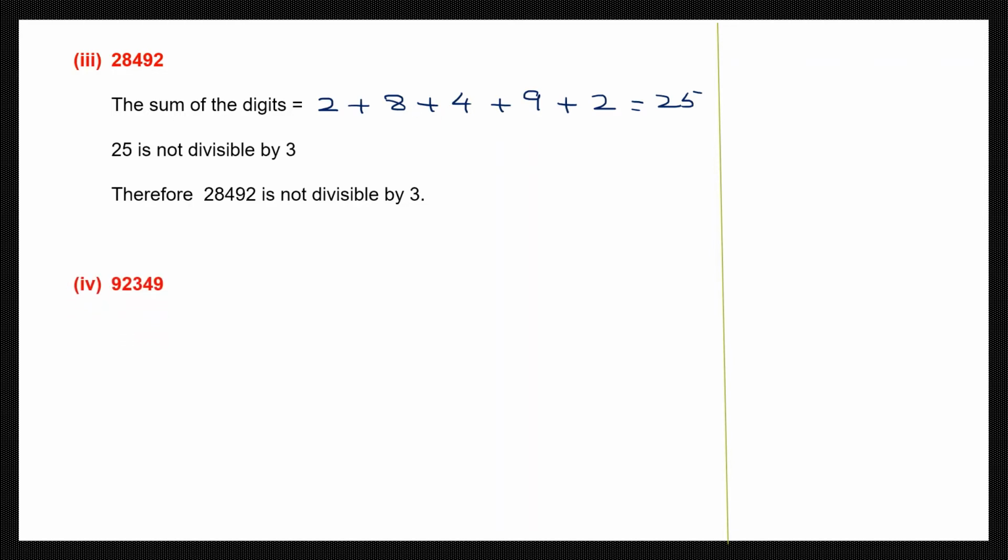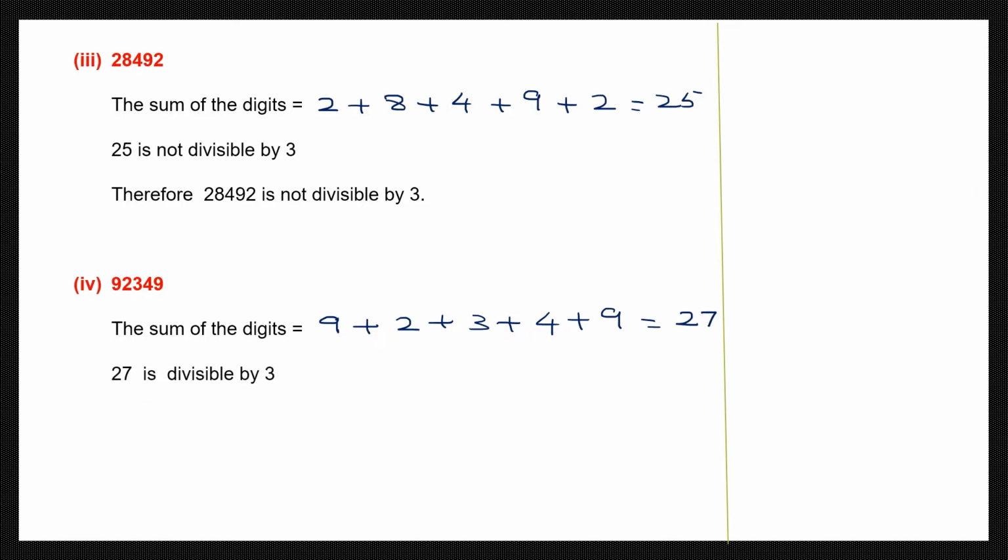Question 4. 92,349. The sum of the digits. We're doing the test for 3. So the fourth question, 9 plus 2 plus 3 plus 4 plus 9. We need to take the sum of these digits. 9, 10, 11. 11 plus 3 is 14. 14 plus 4 is 18. 18 plus 9 is 27. 27 is divisible by 3, isn't it? Therefore, 92,349 is divisible by 3.